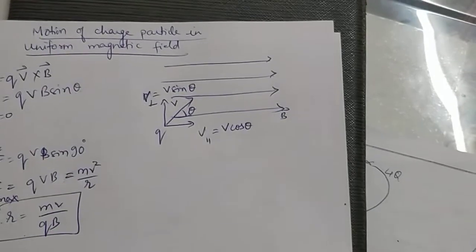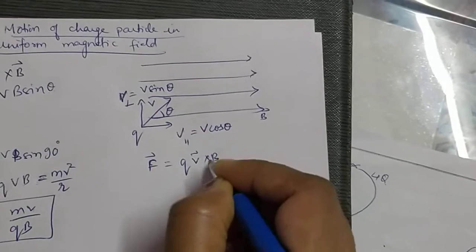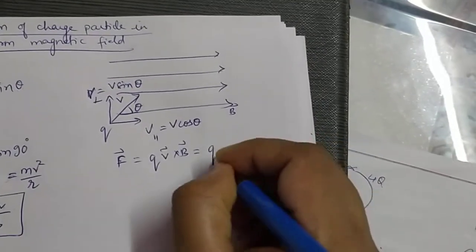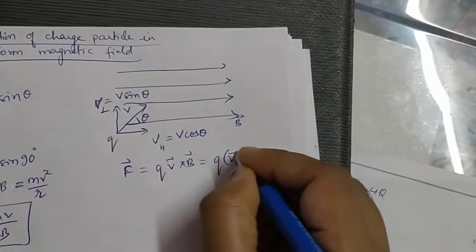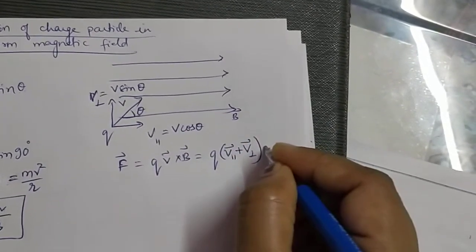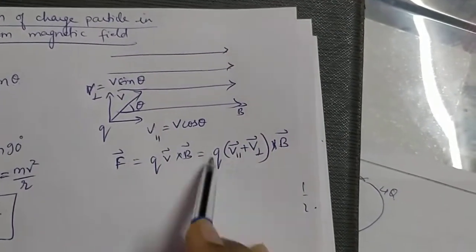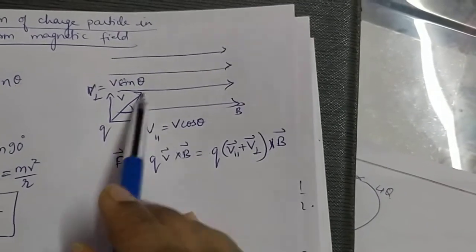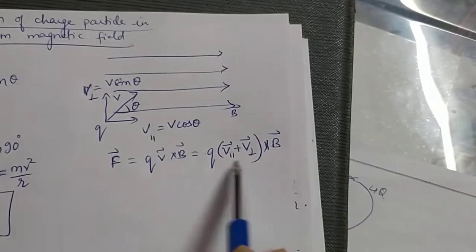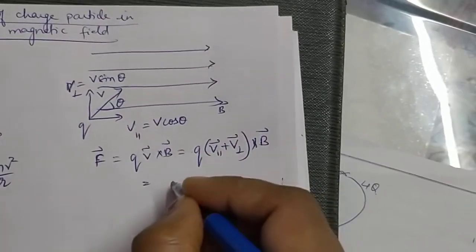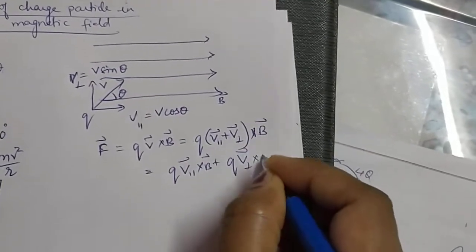Now you see, if I have to write force, force is equal to q v cross B. And I can write q as q only. V can be written as V parallel vector plus V perpendicular vector, cross B, right? So if we take these two vectors, their vector sum is the velocity. This is V parallel, this is V perpendicular, their sum will be V. So this is V cross B. If I open this bracket, I'll get q V parallel cross B plus q V perpendicular cross B.